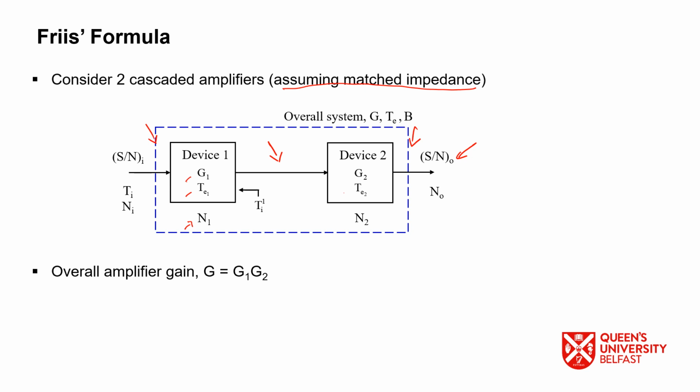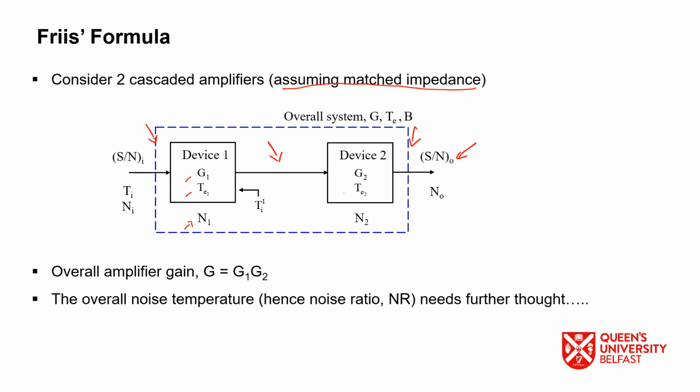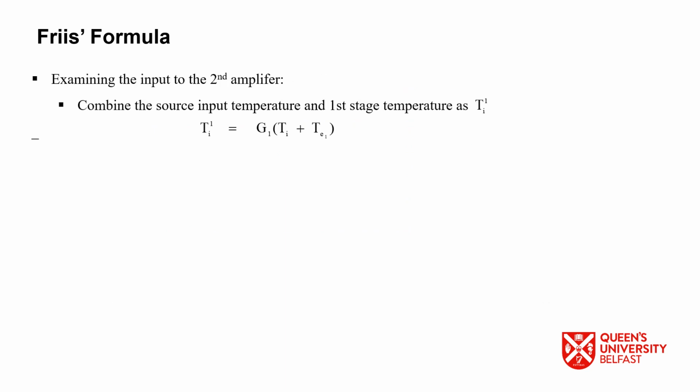So the overall amplifier gain G is actually G1 multiplied by G2. That's pretty well known and it's pretty obvious. While the overall noise temperature needs further thought, because we know device 1 will add its own temperature plus it will amplify the noise that is coming in as an input. So examining the input to the second amplifier, combine the source input temperature and first stage temperature as Ti1.